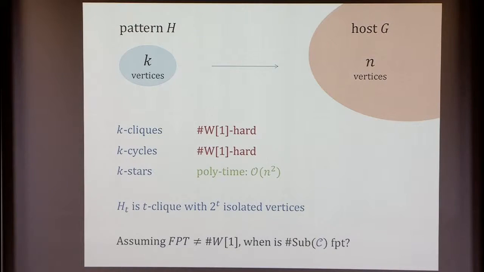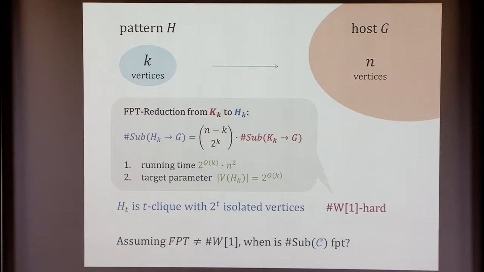And what about this pathological class that we studied earlier and which was some kind of counterexample in the classical case? What about these graphs H_t that are t-cliques with 2^t isolated vertices? They're also #W[1]-hard. Why? Because the algorithm I mentioned before that got us quasi-polynomial time is actually an FPT reduction if you do it the other way around. If you want to count k-cliques by a reduction to counting H_k, just count H_k in G and divide this binomial coefficient out, and you get the number of k-cliques, assuming that n is large enough, but it's okay to assume that.